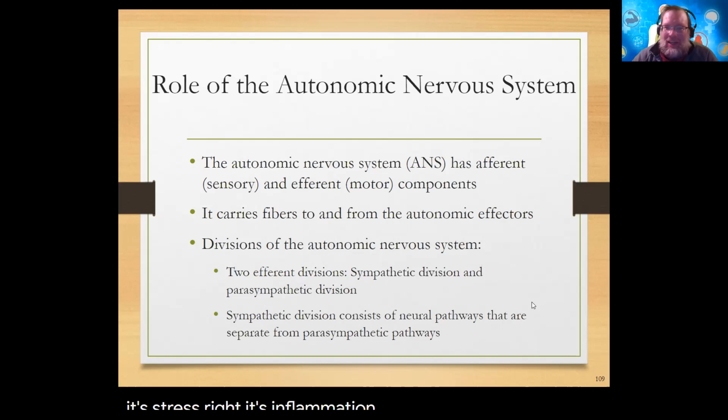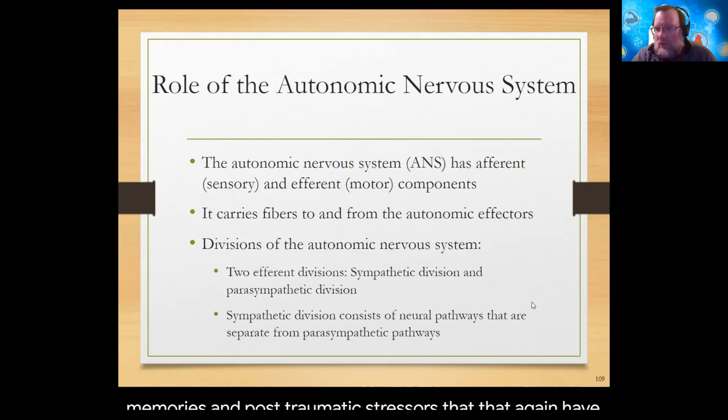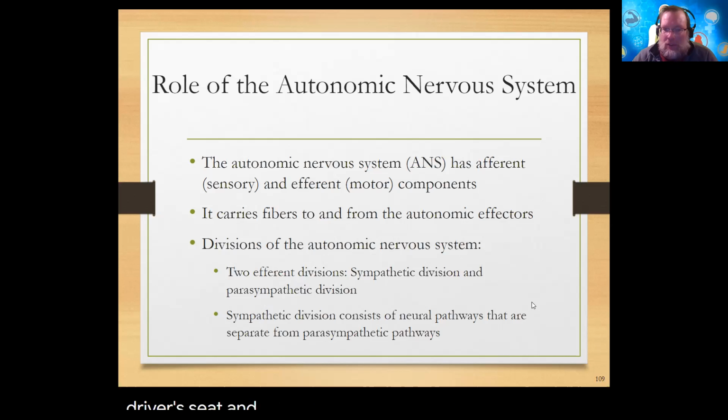It's inflammation, and again, we also have mental and emotional stress, perceptions and memories and post-traumatic stressors that have triggered the sympathetic nervous system to be in the driver's seat. And when the sympathetic division of the autonomic nervous system is in the driver's seat, we're talking about a lot of anxiety, a lot of heart issues, cardiac palpitations. We're talking about respiratory problems and a whole slew of other gastrointestinal issues as well.